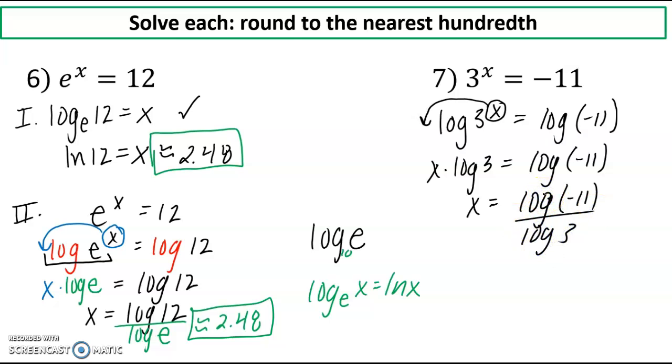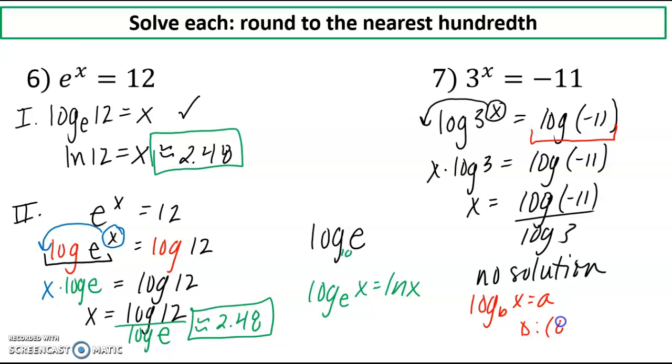Now, when I go to plug this in my calculator, log of negative 11 divided by log of 3, I get a domain error. I get a non-real answer. So let me remind you, for our logarithmic functions, log base b of x equals a, our domain is all positive values. So I can't take the log of 0, I can't take the log of a negative number. On a calculator, it'll give us no solution, so don't be thinking that you did something wrong. The error is here in the domain.